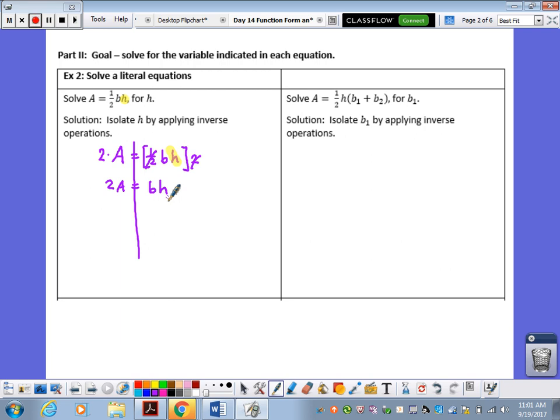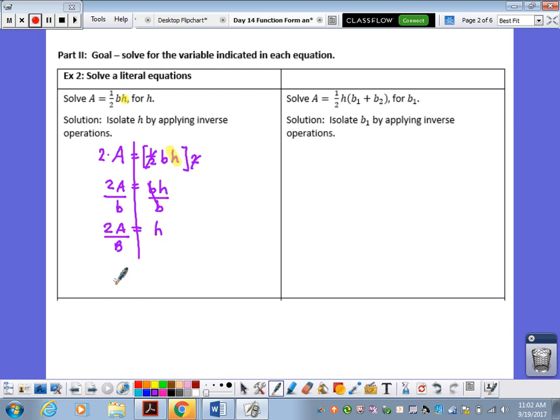H is almost by itself. Get rid of the b, and because b is being multiplied, we're going to divide. And whatever you do on the right, do on the left. Notice that you have just isolated the h value. Again, we don't know the a and b values, so that's all you can do, and then simply rewrite the 2a over b until we know the values.